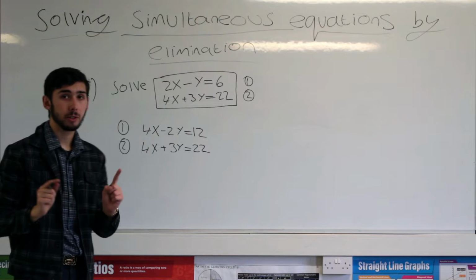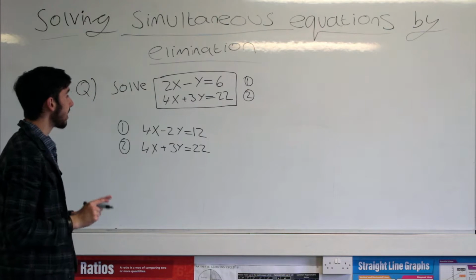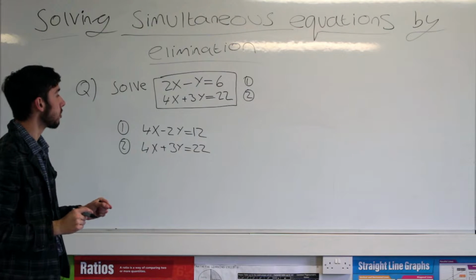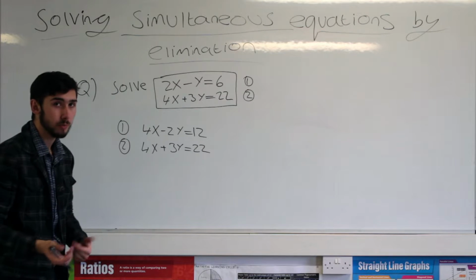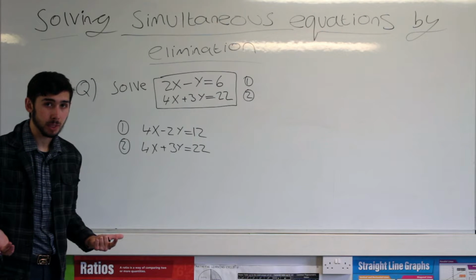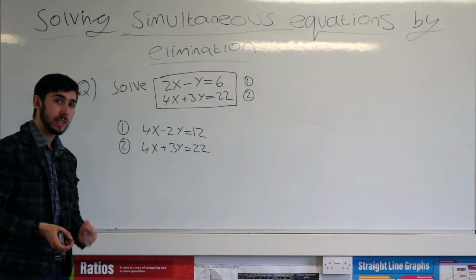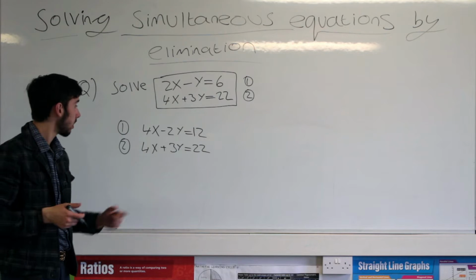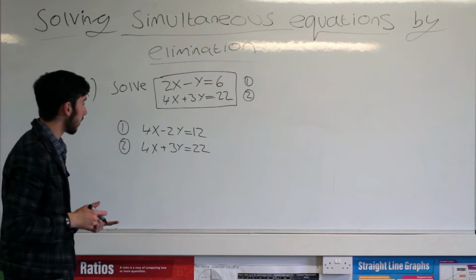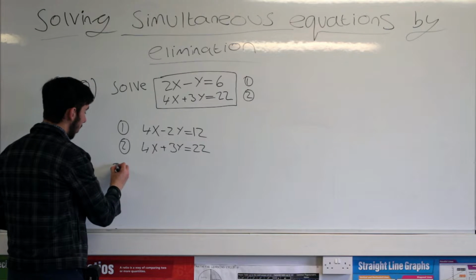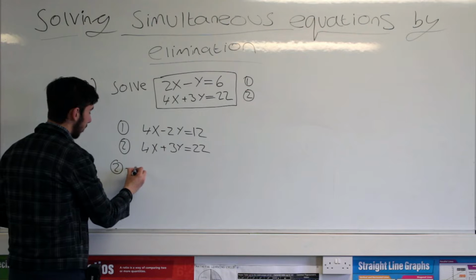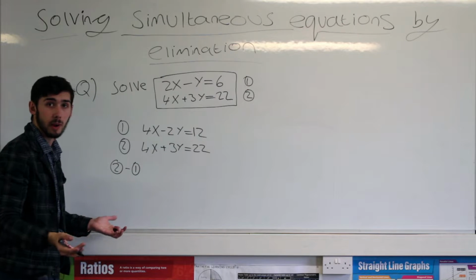Okay, so now I'm going to do something really wacky. I'm going to take one of the equations away from the other one, okay? You can do it in either order, it doesn't really matter. Sometimes you might want to add them together. The whole idea is to eliminate either the x or the y. So let me just show you. I'm going to do equation 2 minus equation 1, but you could do it the other way around.